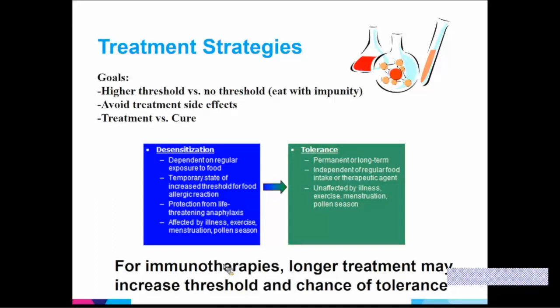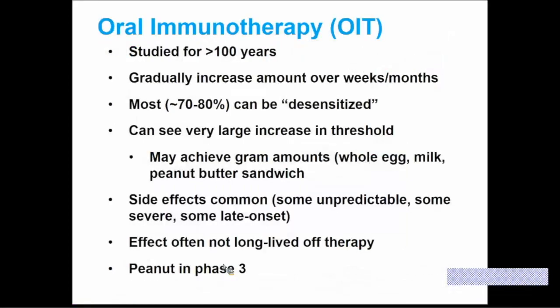Tolerance is what I was talking about with someone who's just not allergic to something. Their immune response is a healthy one, and they could eat the food whenever they want. So oral immunotherapy has actually been in the literature for over 100 years. It's giving gradually increasing amounts of the food, not just typically over one day, but over weeks and months.